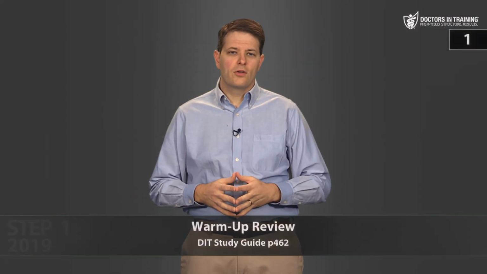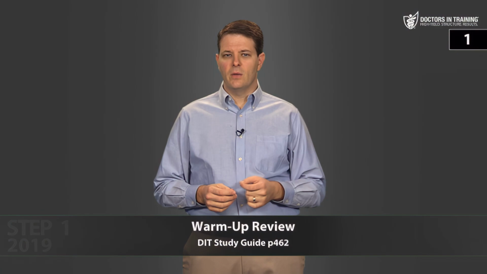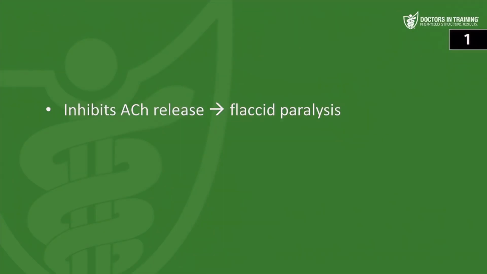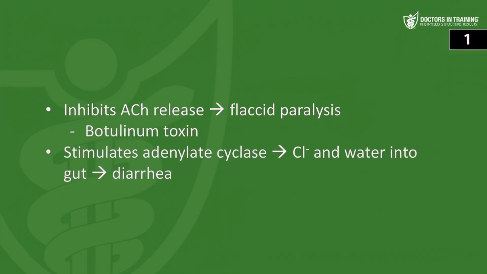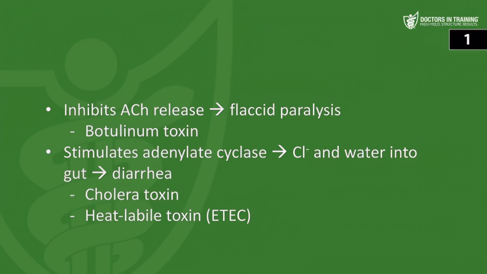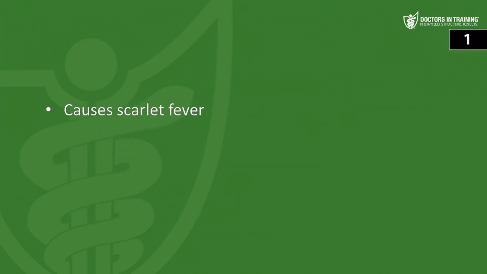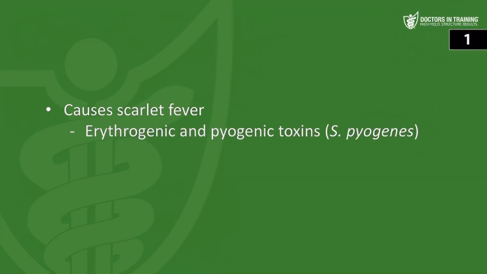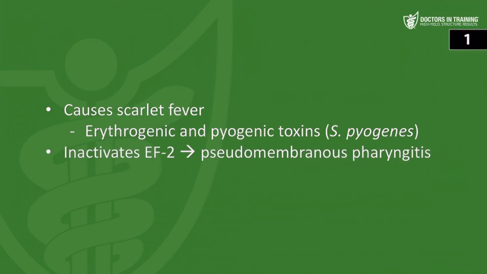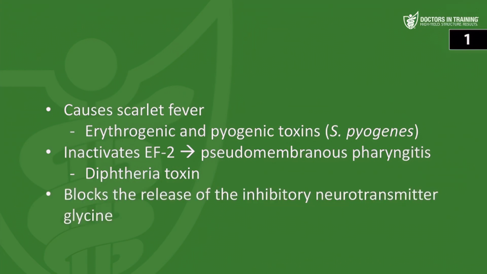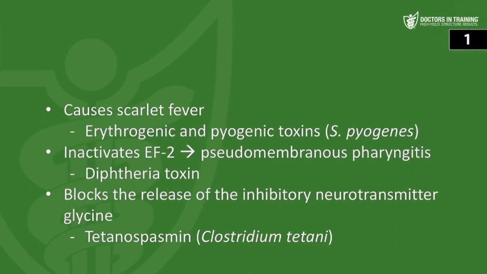Let's go over the warm-up. First question, which exotoxin has each of the following characteristics? So inhibits acetylcholine release, resulting in a flaccid paralysis, that's botulinum toxin. Stimulates adenylate cyclase, resulting in chloride and water going into the gut, causing diarrhea. It's both cholera toxin and the heat labile E. coli toxin from enterotoxigenic E. coli. Causes scarlet fever, is the erythrogenic and pyogenic toxins of strep pyogenes. Inactivates EF2, causing pseudomembranous pharyngitis, is diphtheria toxin. And the toxin that blocks the release of the inhibitory neurotransmitter glycine is tetanospasmin from Clostridium tetani.